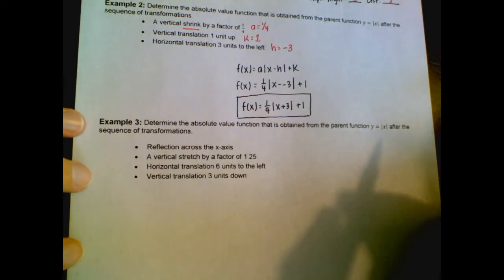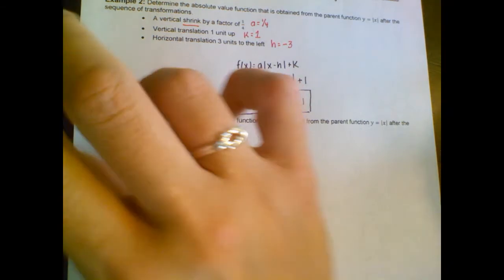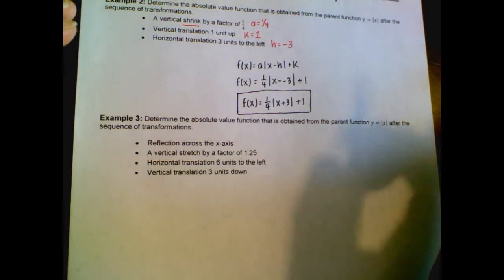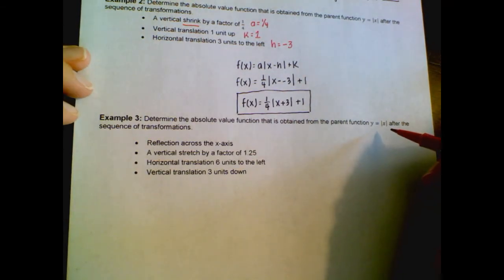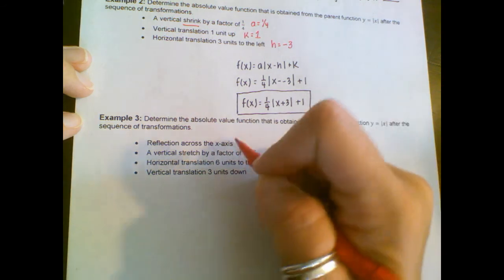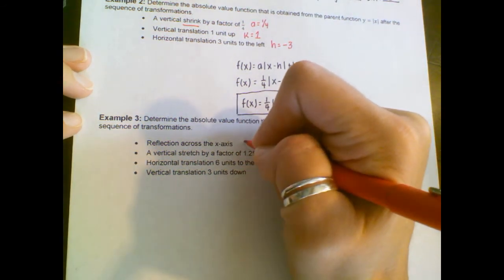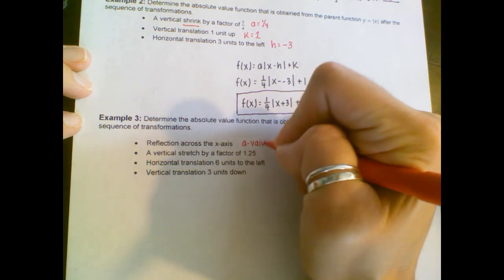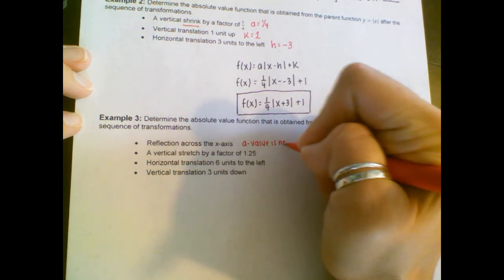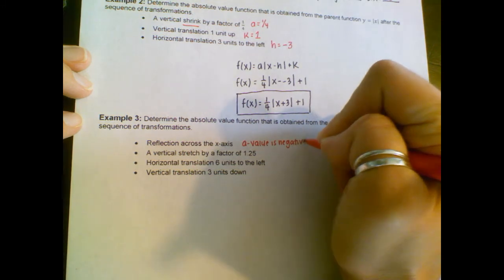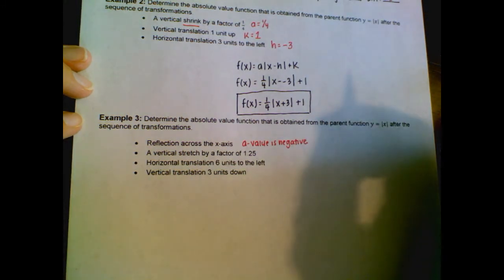All right, last example, we're pretty much doing the same thing. This one's a little bit different. We're still looking for a function that's moved from the parent function y is equal to the absolute value of x. This time we're given 4 things here. We know we have a reflection across the x-axis. This is telling us that the a value is negative. So anytime we're talking about a reflection, your a value is going to be negative.